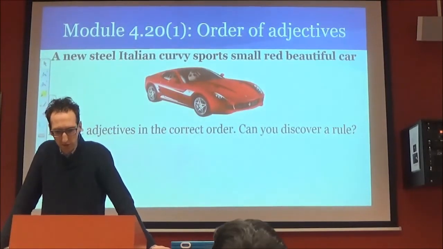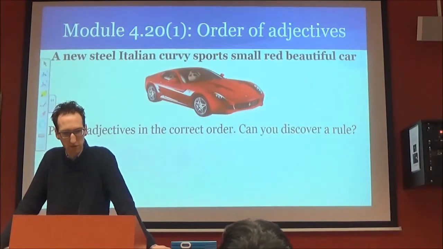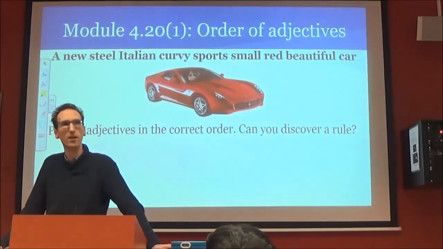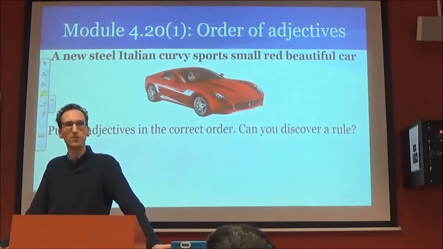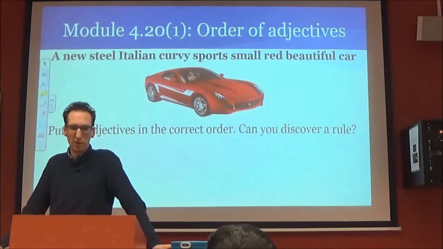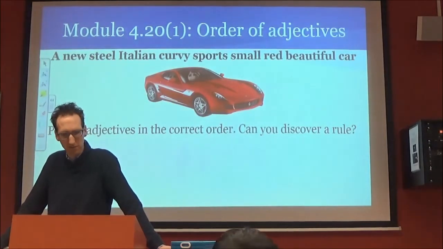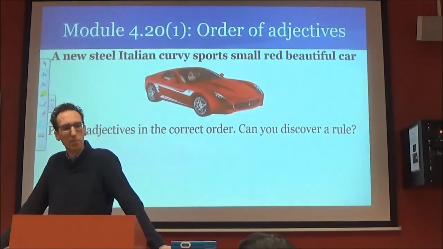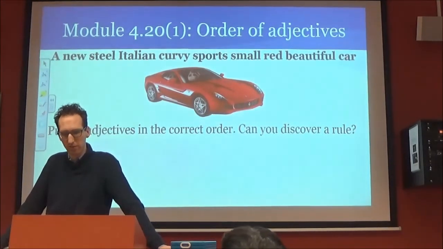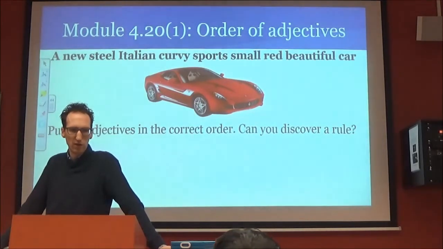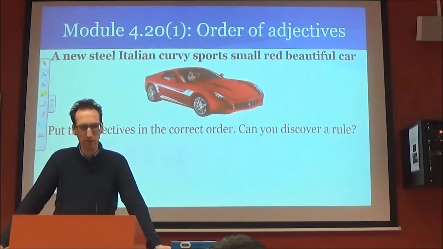Here's a sentence or a phrase with a lot of adjectives, and they're in the wrong order. A new, steel, Italian, curvy, small, red, beautiful car. This is not how we describe this car. Can you, and this is difficult, I must admit, try and put the adjectives in the right order? So car obviously comes at the end, and A obviously comes at the beginning, and the bit in between is in the wrong order. So, what's the correct order of the adjectives?